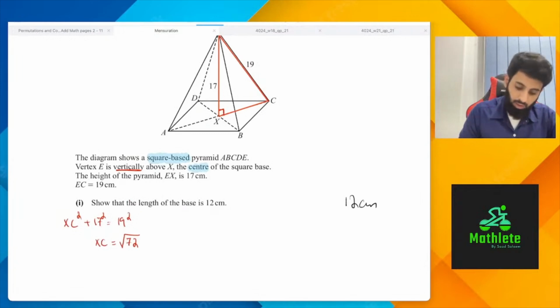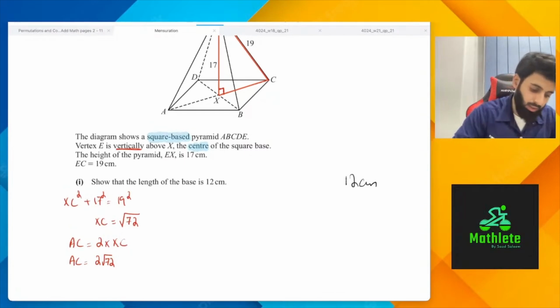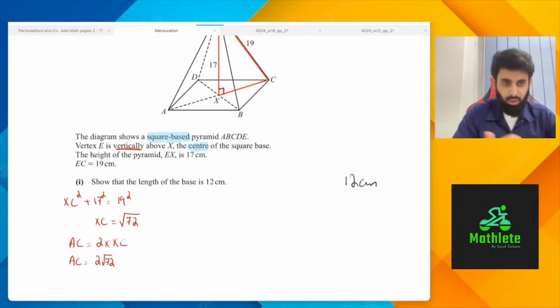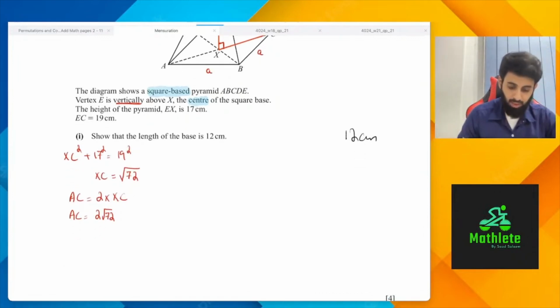Okay. So we get XC as square root of 72. Now AC is going to be what? AC is going to be twice of XC. So that means AC is equal to 2 under root 72. Now, what will AB and BC both be? Both will be equal. So I'm just going to call them A. Why? Because we have a square. That's the reason why they're going to be equal.